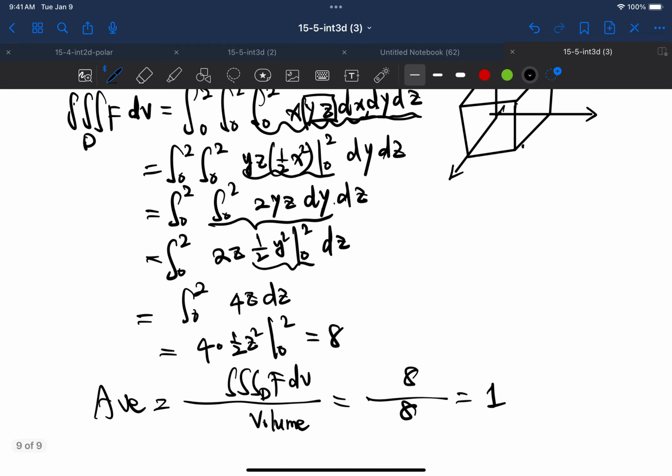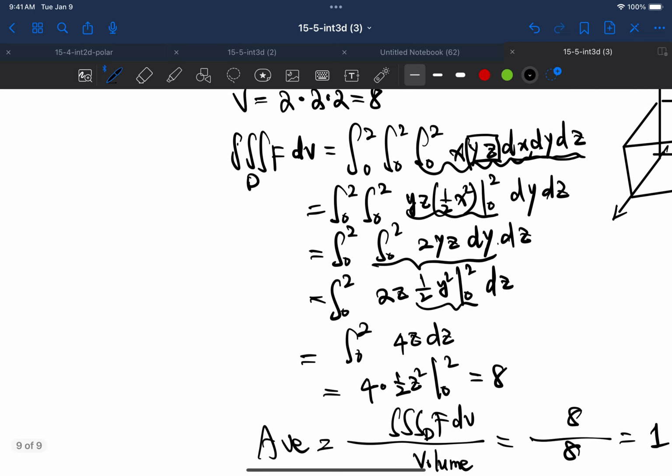All right, that's the last example, and we're going to stop here.